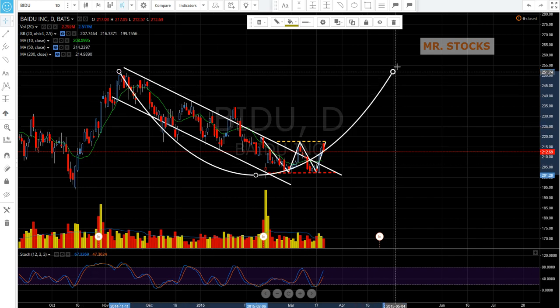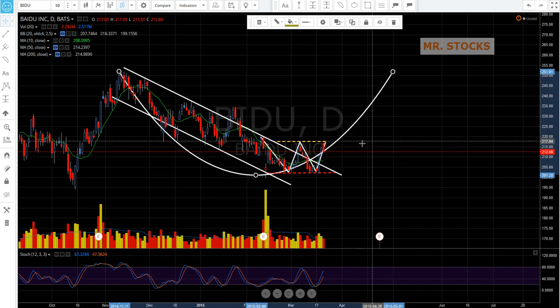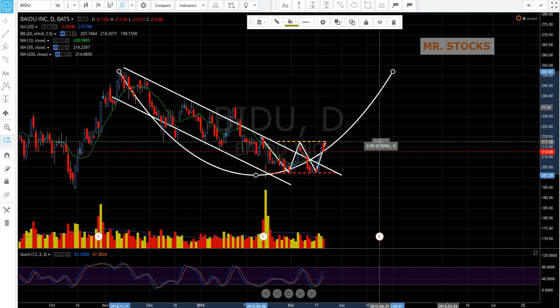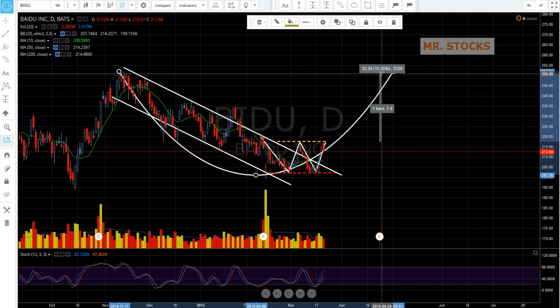So this has a nice cup pattern here. We're inside the cup, and we can head back here. The price target for this would give me a 15% return on this trade at the 251 level.